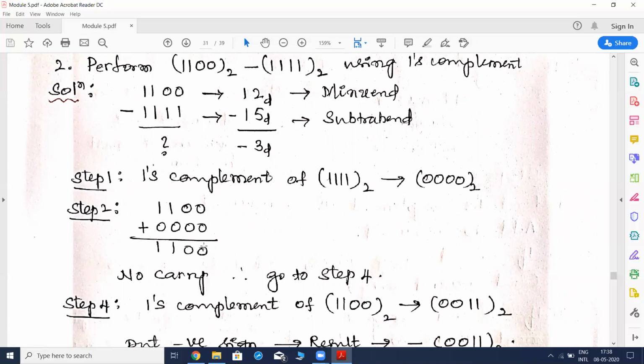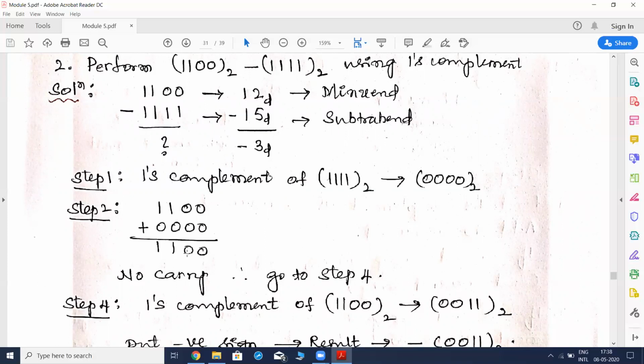Okay, so you have a minuend that is 1100. That means you have got only 4 digits over here, is it not? So now what does it indicate? There is no carry. That means your answer is in the one's complement form. That's why, in order to get the true form, you are not supposed to perform the third step. You must go to the fourth step because there is no carry.